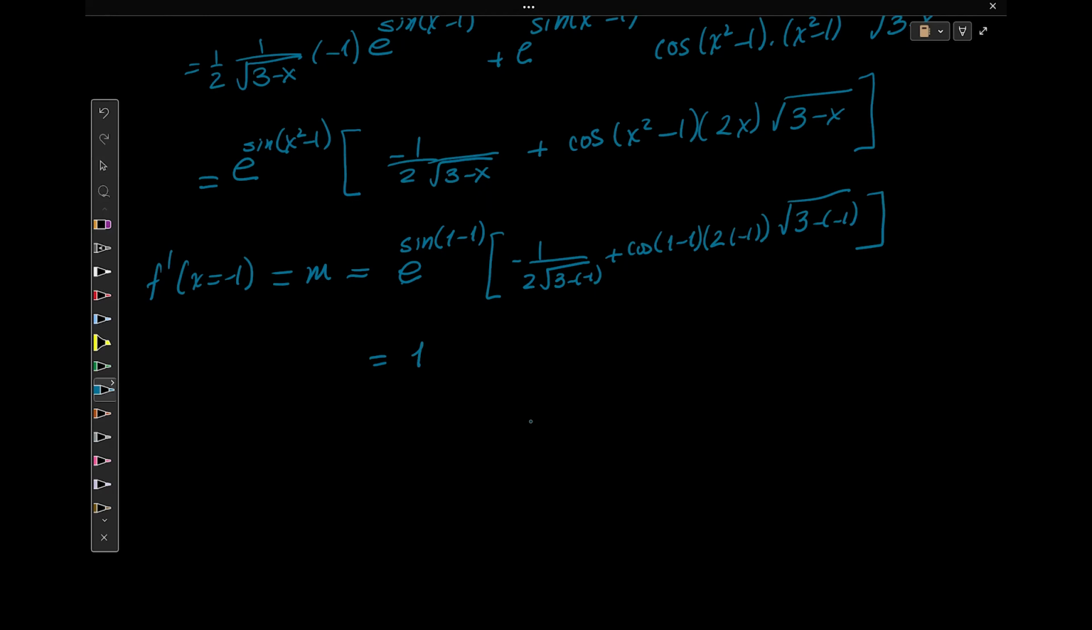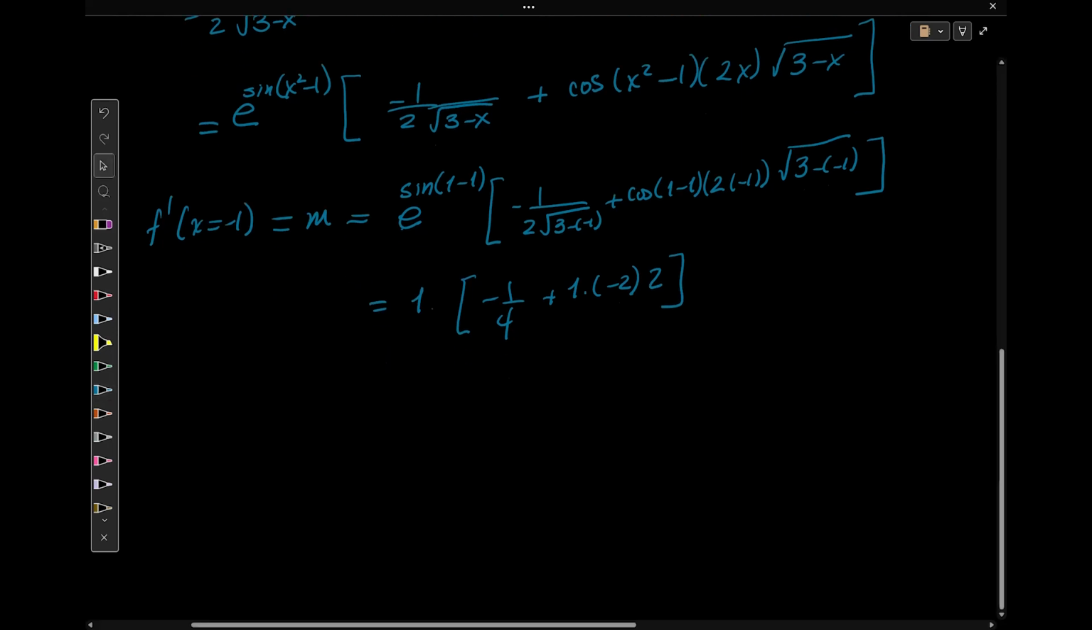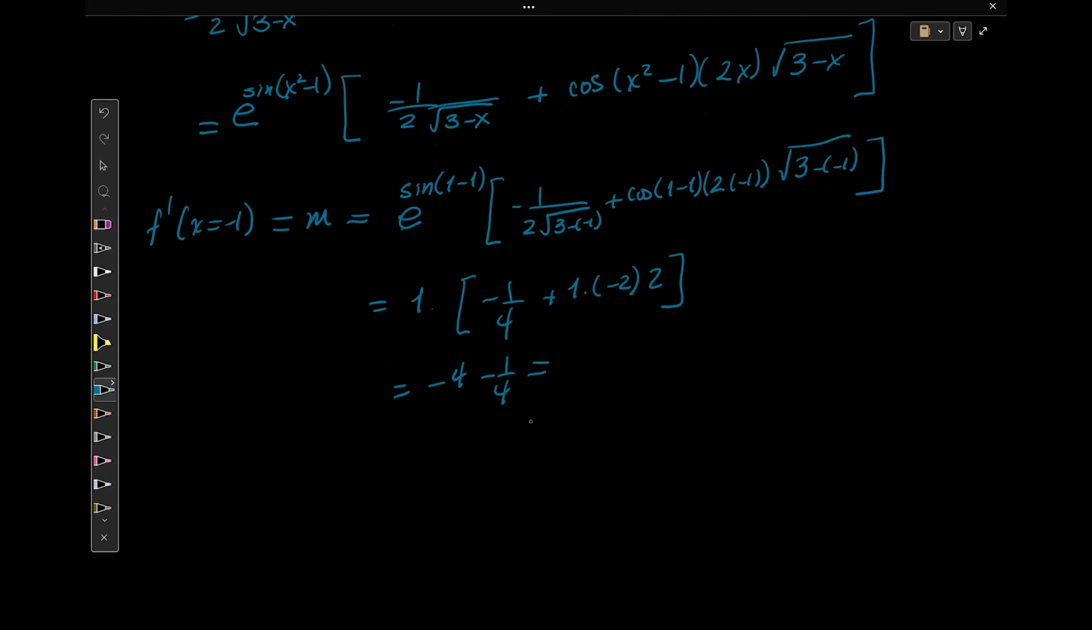Here's a 1. Times 3 minus 1 is 3 plus 1, which is 4. Root 4 is 2. So I have minus a quarter. Plus cosine of 0 is 1. 2 times negative 1 is negative 2. And I have a square root of 4, which is 2. So I have negative 4 minus 1/4. So that's negative 9/4. So that seems to be my slope.